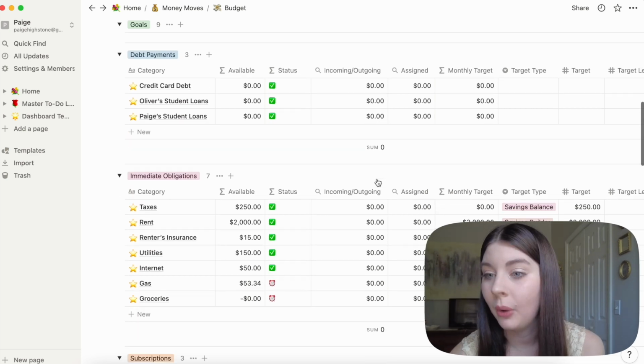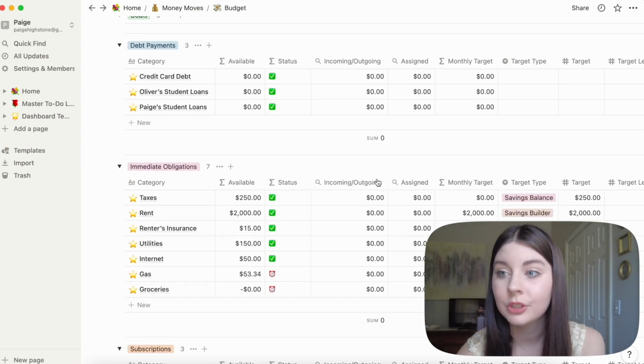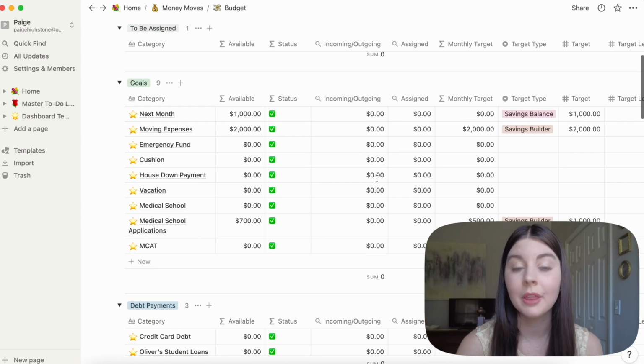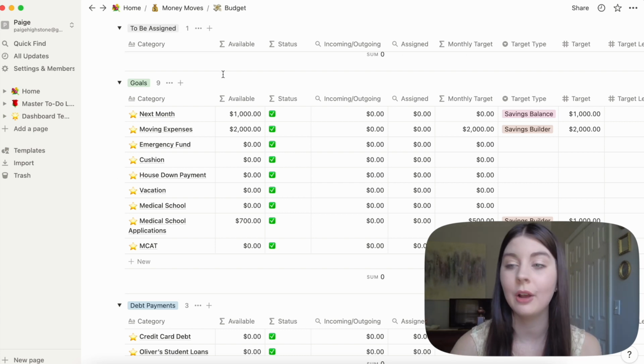Anyways, moving on. So this is what we're going to do here. The main thing I want to show you guys is how at the start of a month, I'm going to take the money I have from last month and start portioning it out for my goals.